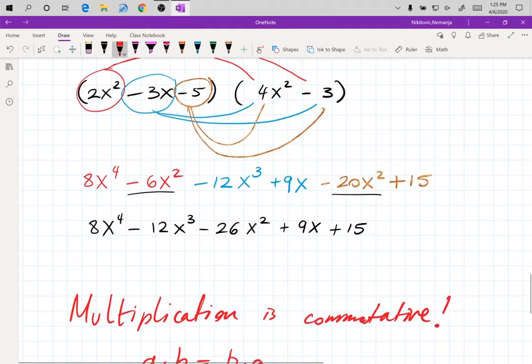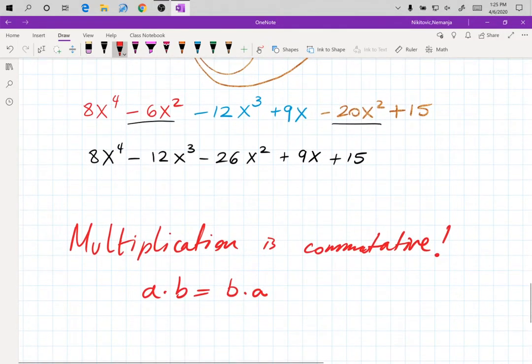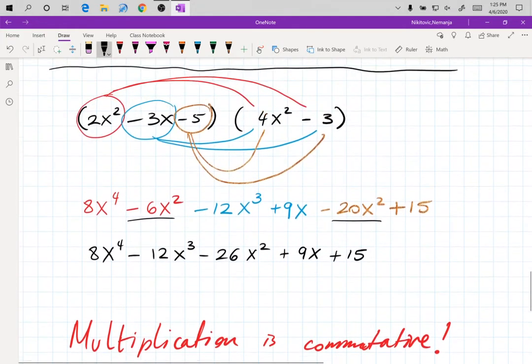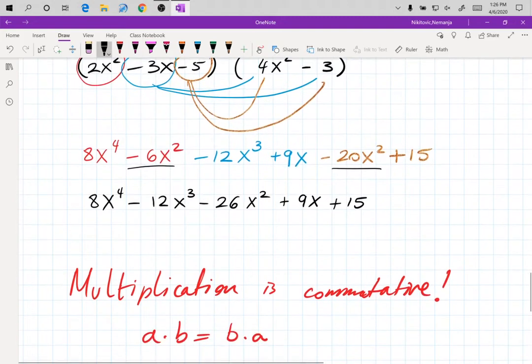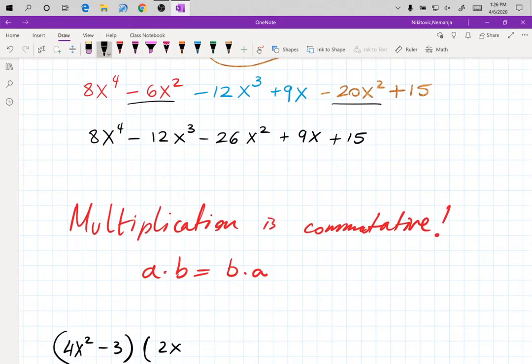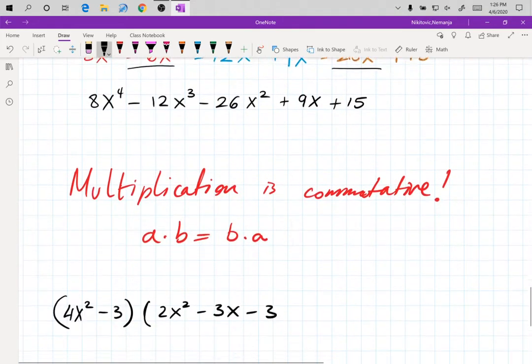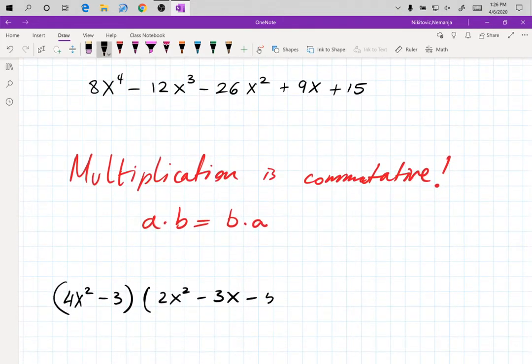So this problem can be written as 4x squared minus 3. I can flip these. Times 2x squared minus 3x, was that minus 3? No, minus 5. Minus 5.